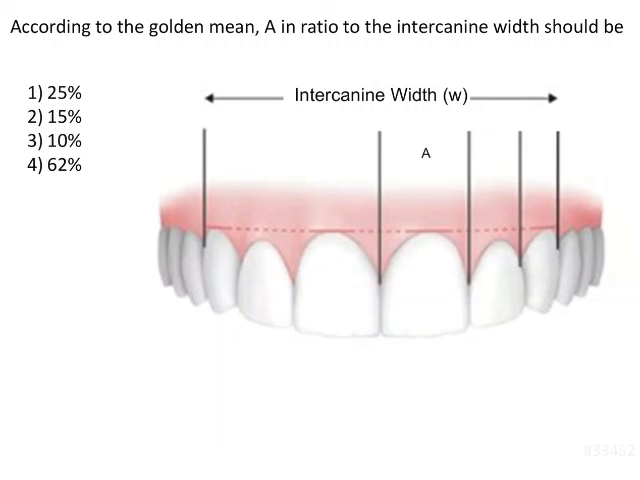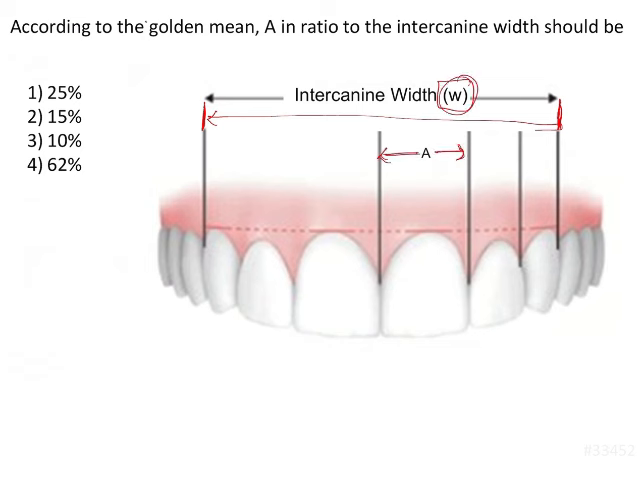According to the golden mean, A in ratio to the intercanine width should be... So if you understand, A is this particular area, that is the width of the left central incisor. There's something called W, that is the intercanine width. That is the width from the distal aspect of the right canine to the distal aspect of the canine on the contralateral side, that means on the left side, right? So this complete area is W and this is A.